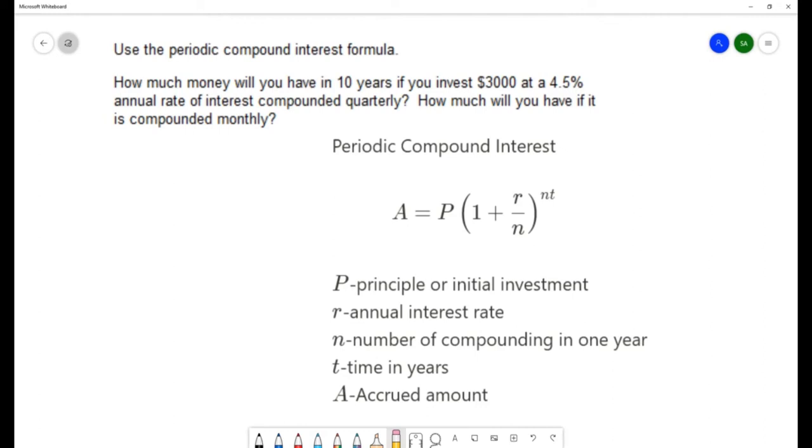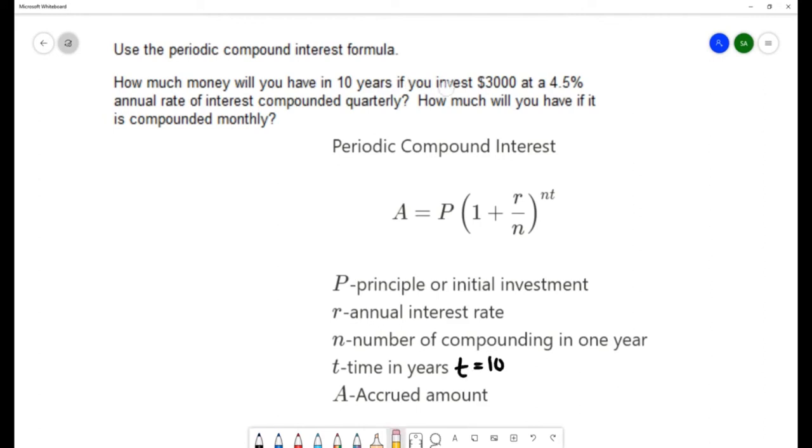So let's take a moment to go through the problem and identify what the given information is. It says, how much money will you have in 10 years? In 10 years, that is a time. That's how much time has passed. So T will equal 10.